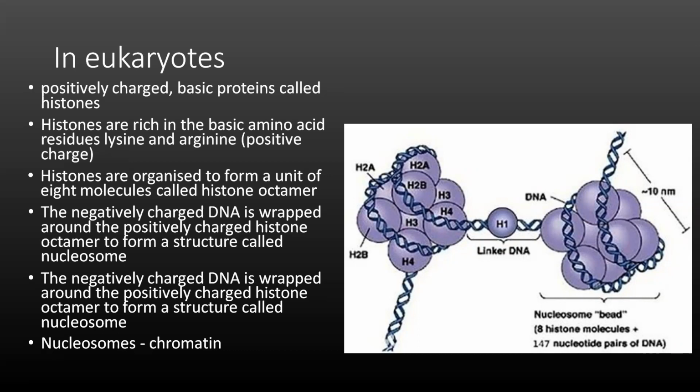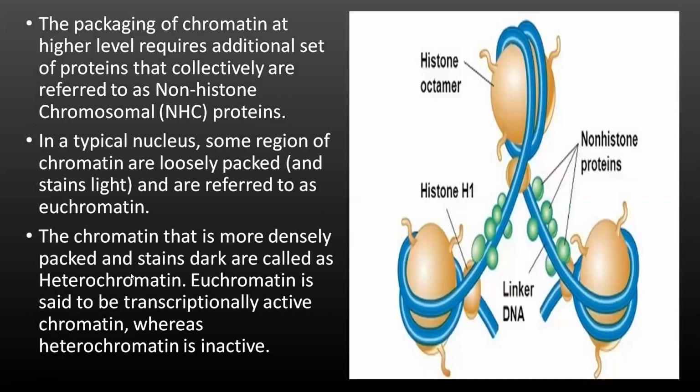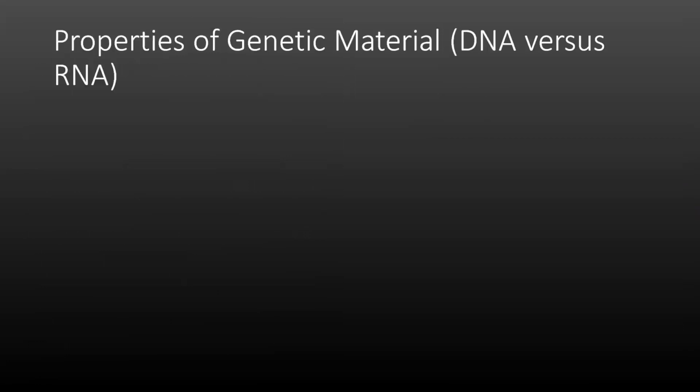So let's come to the next point. This is non-histone protein. Euchromatin means which is transcriptionally active. Heterochromatin is not active. It is a long DNA stretch. Some part of DNA will act as euchromatin, some part will be heterochromatin. The part which acts as euchromatin will give you protein after the process of transcription and translation. Heterochromatin will not give you protein.